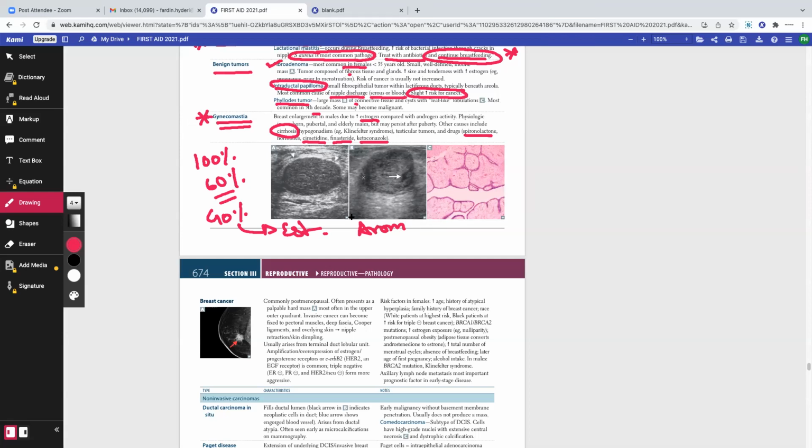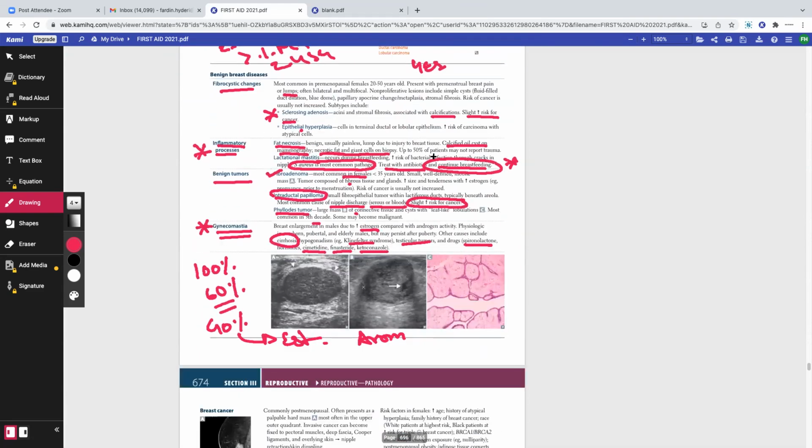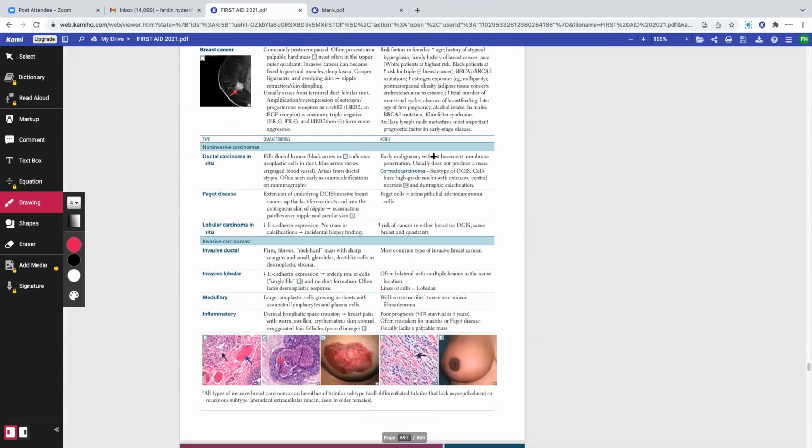Okay. That's that. And we obviously have Klinefelter syndrome, where estrogen is very high, and testicular tumors. Now, have I made myself clear with benign breast diseases?